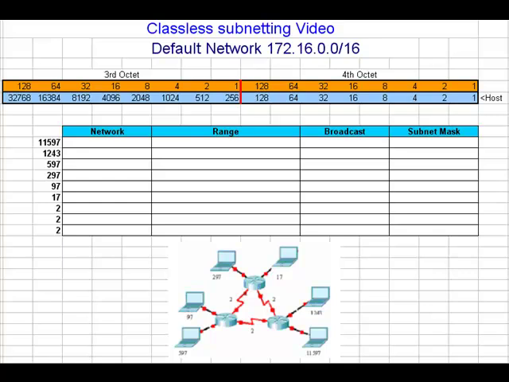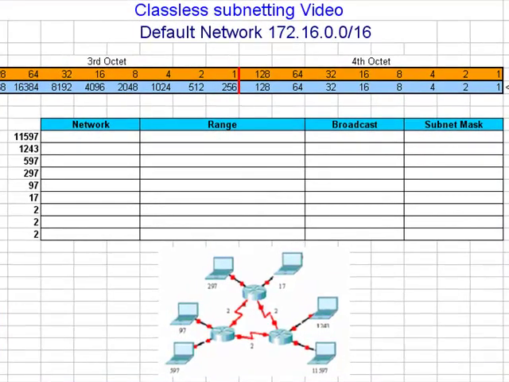Okay, so what is VLSM all about? Well, as previously demonstrated in Classless Subnetting for a C class, which is 192.168.1.0/24, you'll understand the basic principles of subnetting using variable length subnet masks. In this video, all I'm doing is continuing by using a B class. Okay, so how do we do our VLSM?